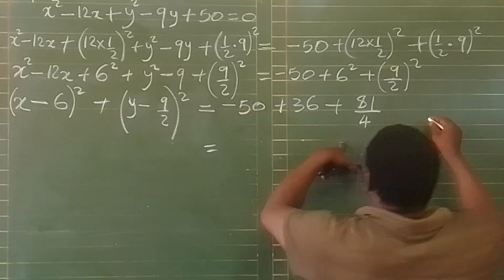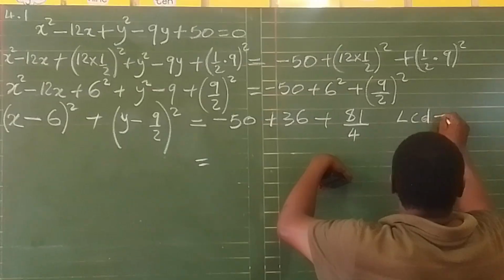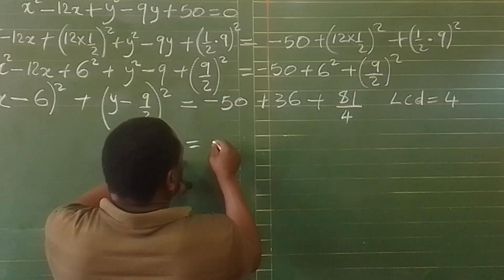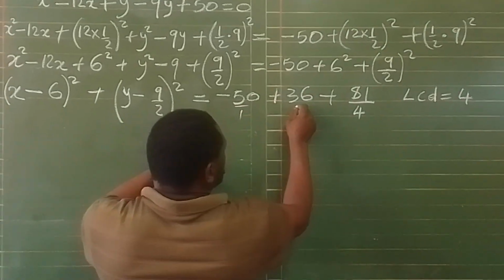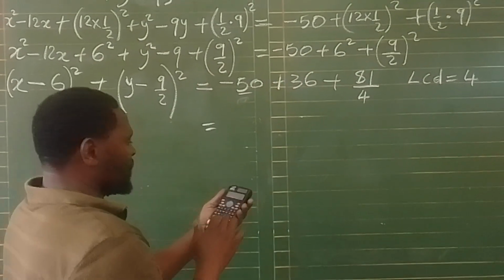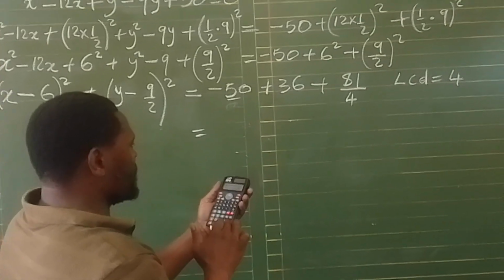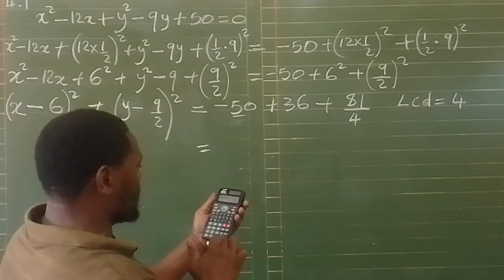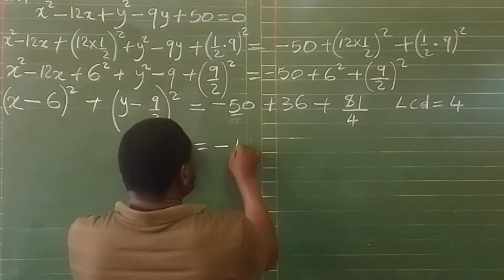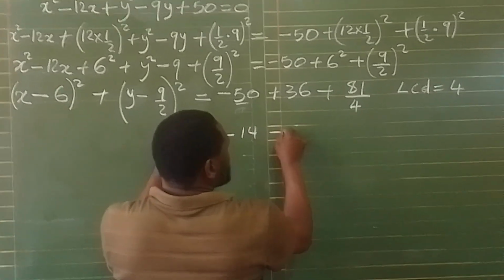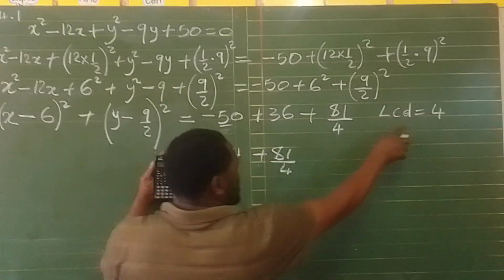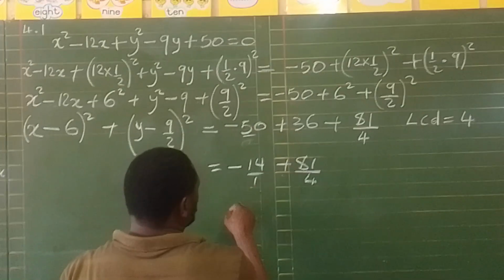Here, your LCD is equal to 4. This is over 1. Let me just take this and minus 50. It's 50 minus 36, which is minus 14. Minus 14 plus 81 over 4. My LCD is 4, this is over 1.